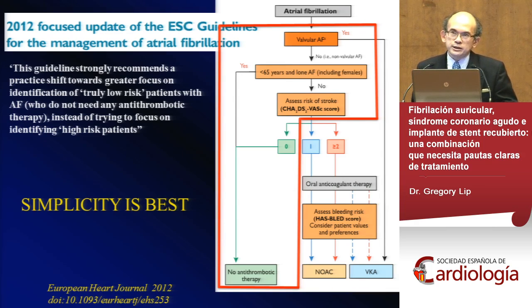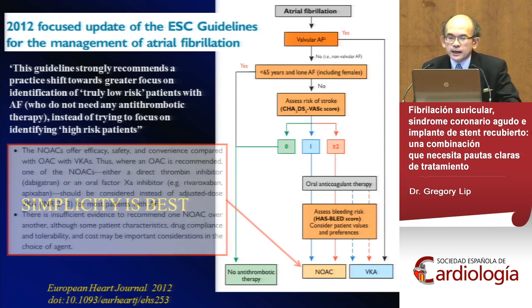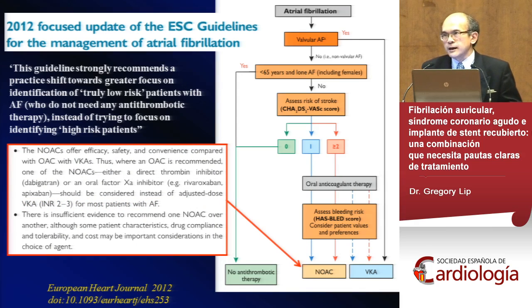Subsequent to that step, patients with atrial fibrillation and one or more stroke risk factors can be considered for oral anticoagulant therapy. You will see that as the guidelines evolve, there's a preference for the use of the non-vitamin K antagonist oral anticoagulants. They have previously been referred to as novel or new oral anticoagulants. They're neither new nor novel these days. But if you see the text of the ESC guidelines, the NOACs offer efficacy, safety, and convenience compared to use of the vitamin K antagonist for stroke prevention in atrial fibrillation.